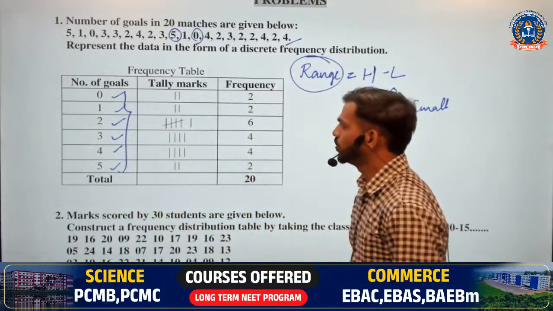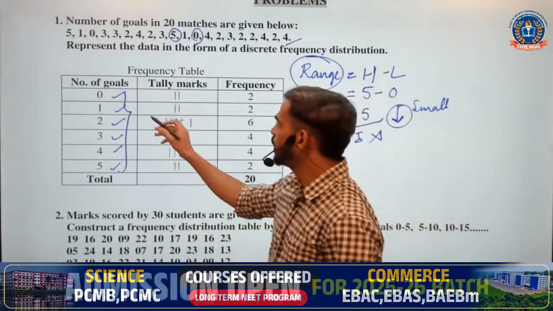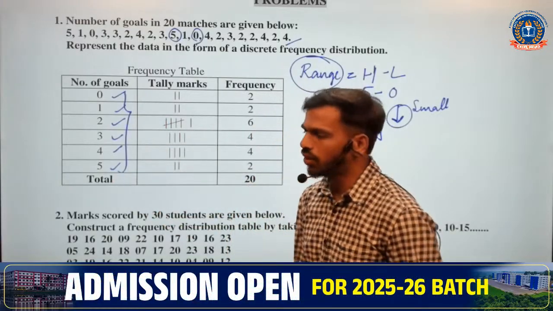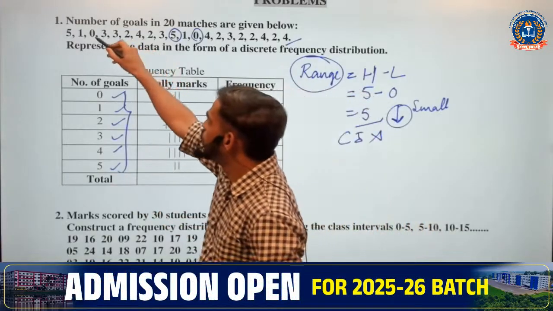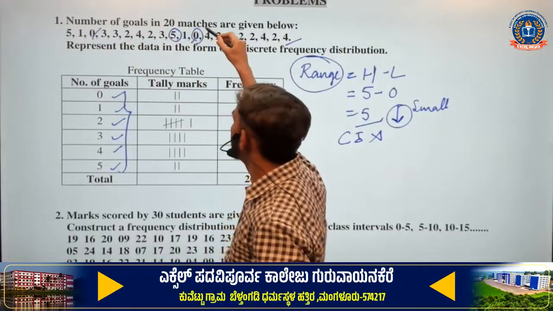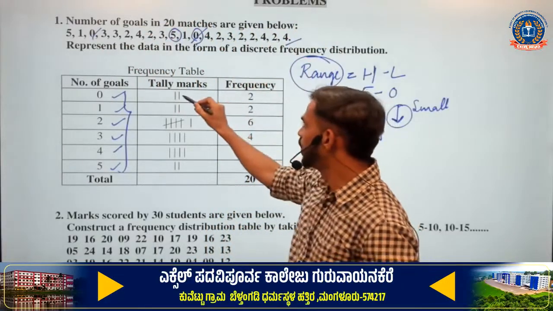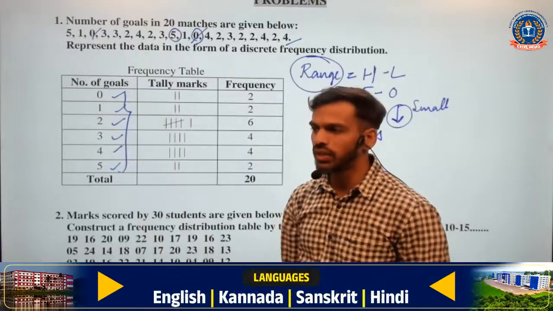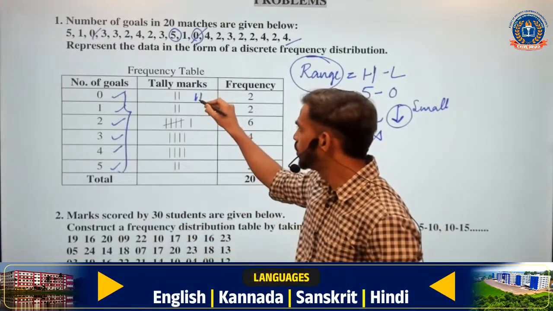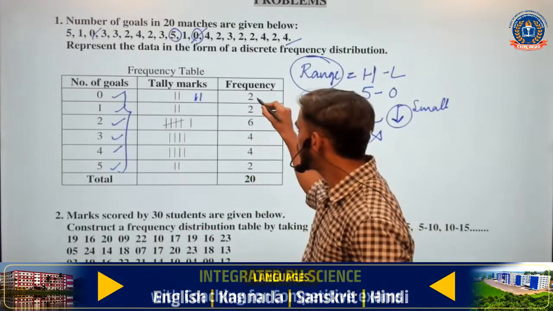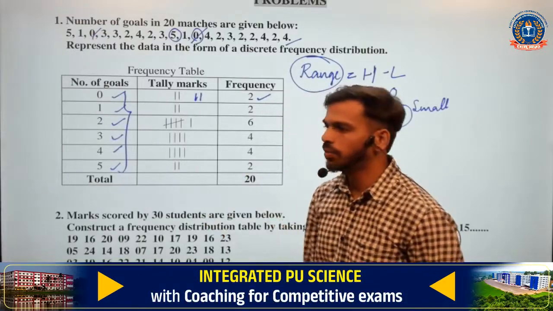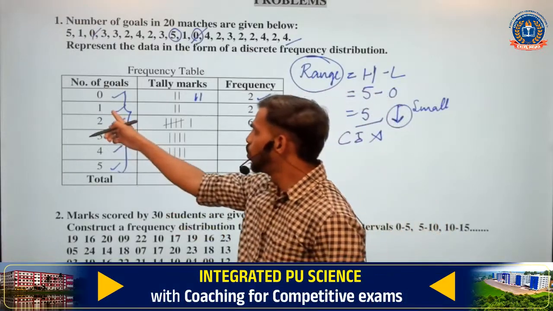Now we have to check how many times 0 is repeated. It is very clear how many times. 1, and here one more 0. We have 2 tally marks for that. 0 is repeated two times, so its frequency will be 2. Similarly, the next goal count is 1.